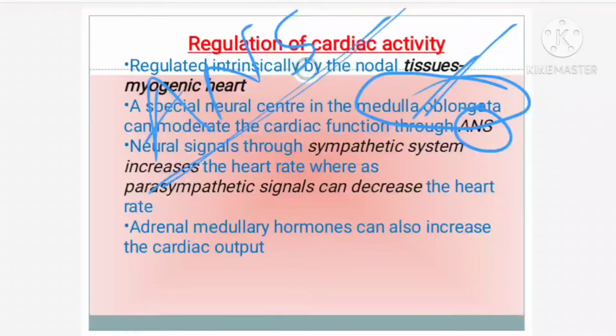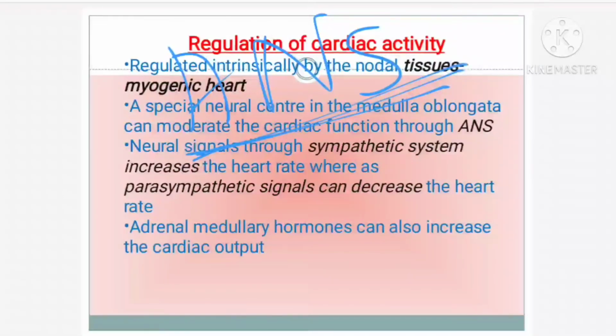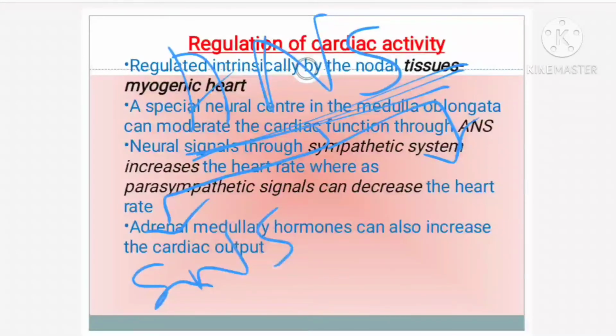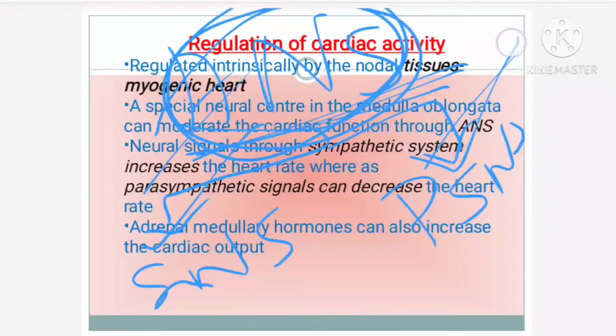It is called the autonomic nervous system. So what do you mean by this autonomic nervous system? The autonomic nervous system is a type of system which controls your cardiac activity through two things: one is your sympathetic nervous system and another one is your parasympathetic nervous system. Now listen, what is sympathetic and parasympathetic? The autonomic nervous system is divided into sympathetic nerves and parasympathetic nerves.